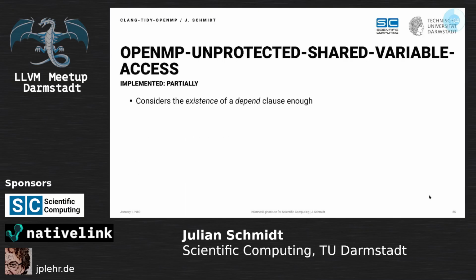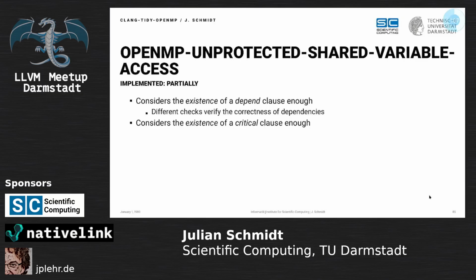Now for the limitations, or basically the design decisions: any existence of a depend clause for tasks, for example, is considered enough. It doesn't matter if it's correct. There's another check for that, actually 3 of those. So there's a lot of checking for that, which this check then doesn't have to do. There's also the existence of, for example, critical or atomic directives, which are just considered to be protected. That's enough for this check. There are different checks to verify all of that. I think 2, maybe 3.